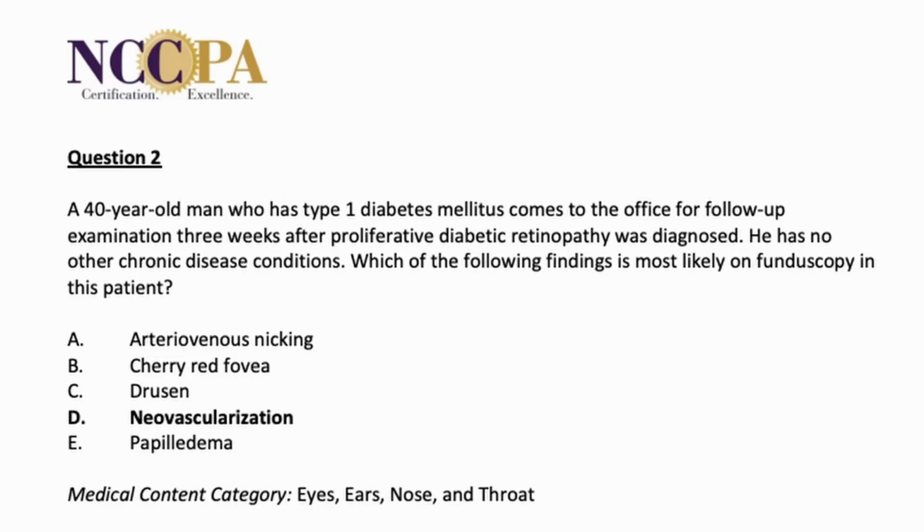So you look at the answers really quick. Okay, those are all things you see in the eyes. It could be any of those things. They're all in the category, right? EENT, so there's nothing I can throw out. Then you pick an answer that you think might be the right one. Then I need to figure out what the symptoms of proliferative diabetic retinopathy or the physical exam findings are for that.